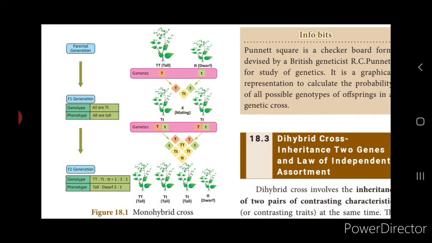Now let's see the generation. Now we said that this is the parent generation, where it is represented by capital T for the tall plant, and small t for the dwarf plant.